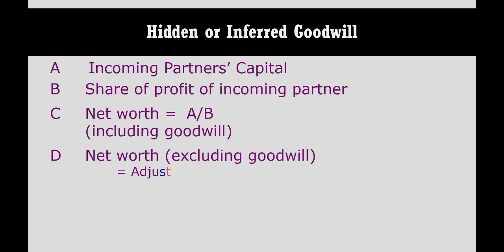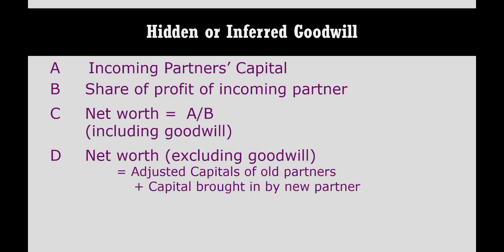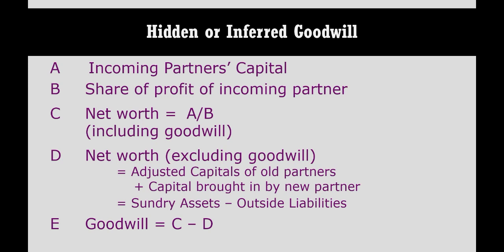First, adjusted capitals of old partners plus capital brought in by new partner. Now, capital brought in by new partner we already knew, as we have written in our step A. What is adjusted capital of old partner? It means capital of old partners plus or minus reserve, whatever we have studied: accumulated profit, accumulated losses, reserves. Then the other is sundry assets minus outside liabilities. It will also give us how much net worth we have introduced in our business. Then we will find goodwill by deducting both the amounts of step C and step D.